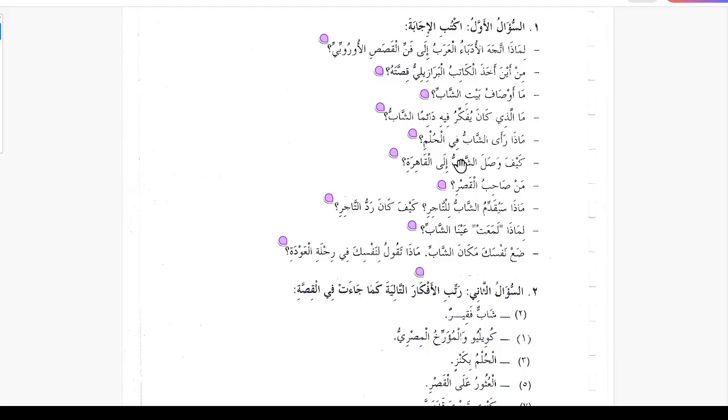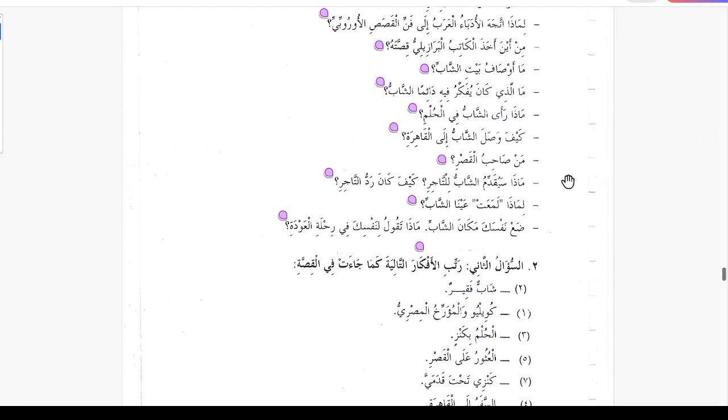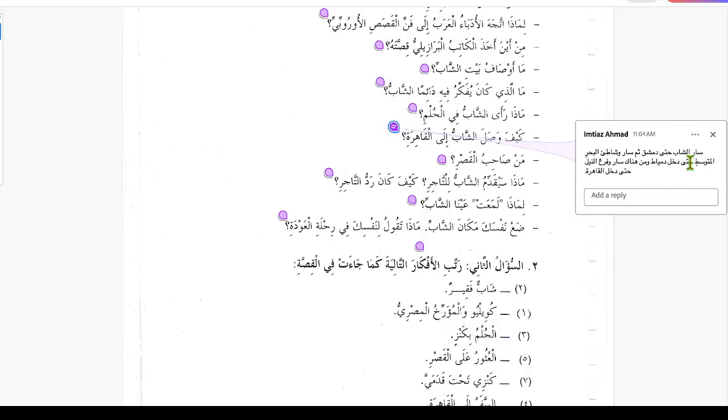Madha ra'a ash-shabu fil hulmi? What did the young man see in his dream? Ra'a ash-shabu hulman an kanzin madfunin tahta shajarati tuffahin. So the young man saw in his dream a treasure that was buried under the apple tree. Kaifa wasala ash-shabu ilal Qahirati? How did the young man reach Cairo? Sara ash-shabu, he walked hatta al-Mishka, thumma sara fi shati' al-bahril mutawassiti.